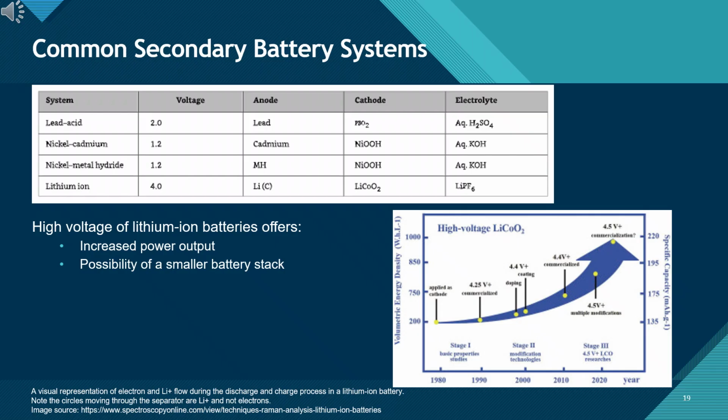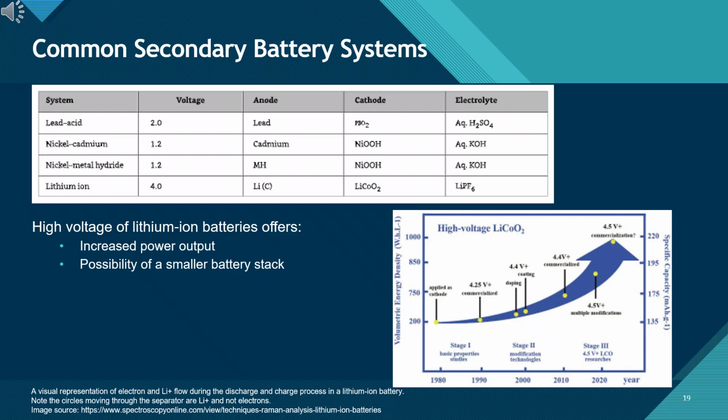In the comparative table on this slide, you'll see four major types of rechargeable batteries: lead-acid, nickel-cadmium, nickel-metal hydride, and lithium-ion, analyzed across key components such as voltage, anode material, cathode material, and electrolyte. Among them, lithium-ion batteries clearly stand out for their superior voltage, as well as their use of advanced materials like graphite anodes and metal oxide cathodes.